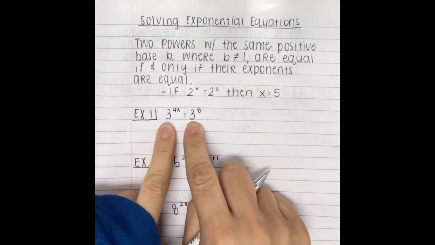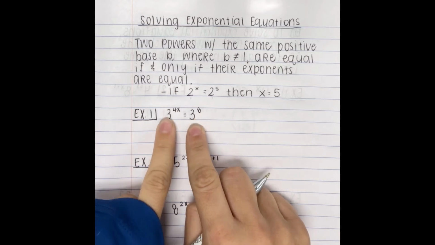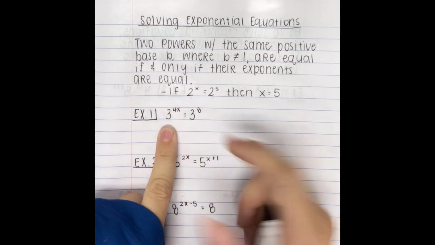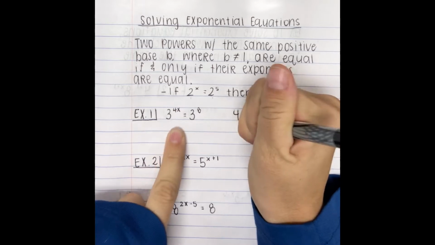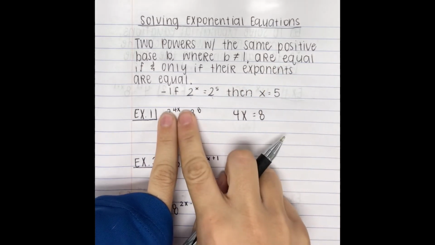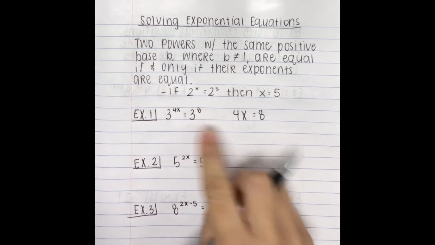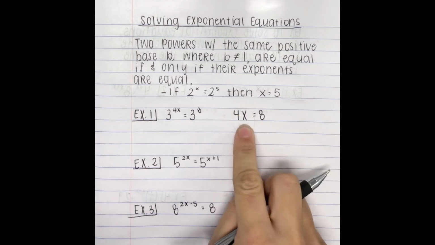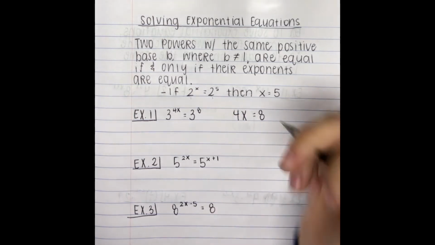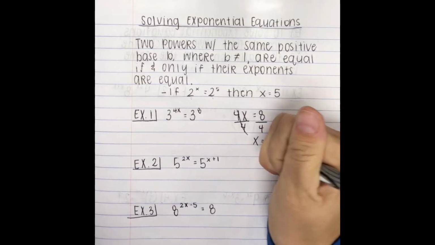We have the same base, 3 to the power of 4x equals 3 to the power of 8. So we can drop our base and focus on 4x is equal to 8, right? The exponents have to be equal because the base is equal. And so 4x equals 8, and we would just solve for x. So we would divide both sides by 4 and get that x equals 2.